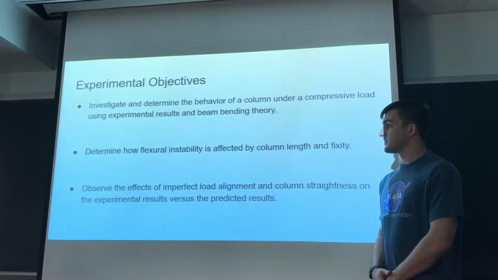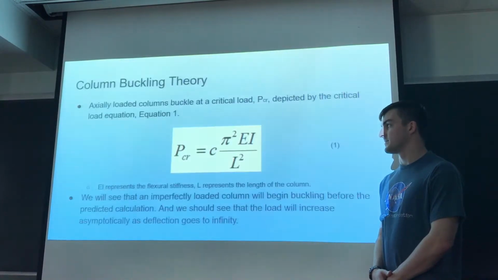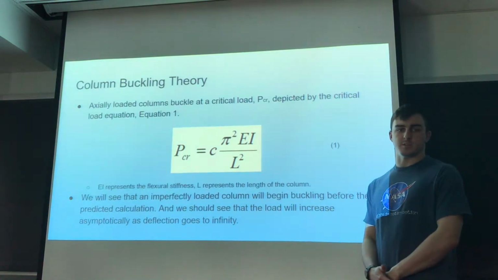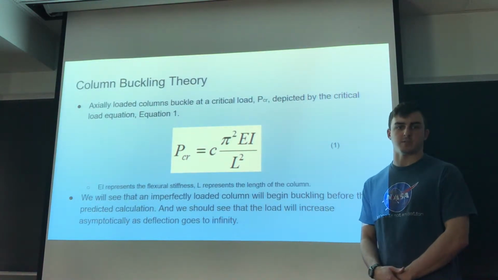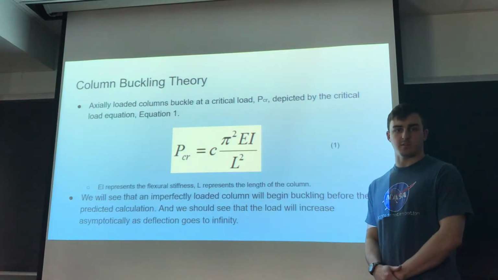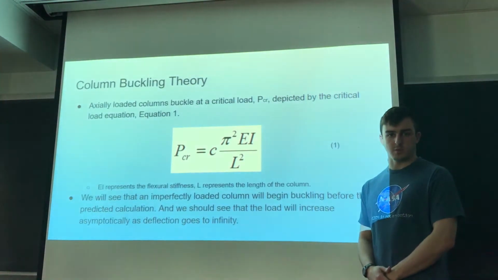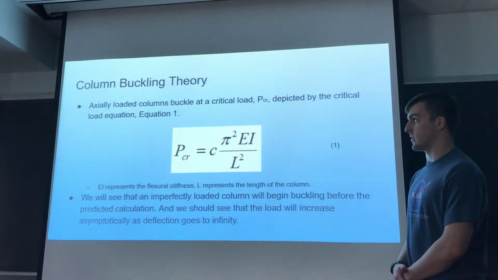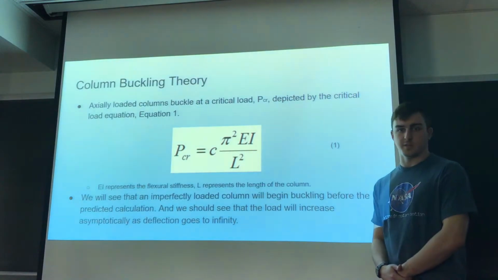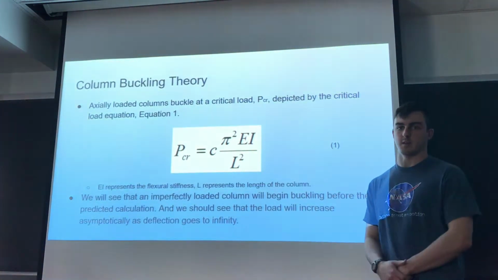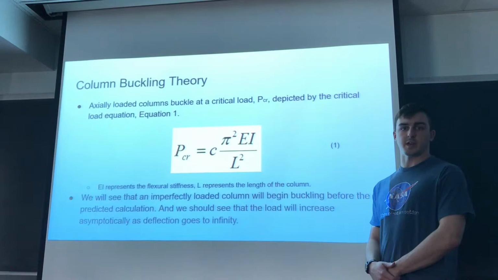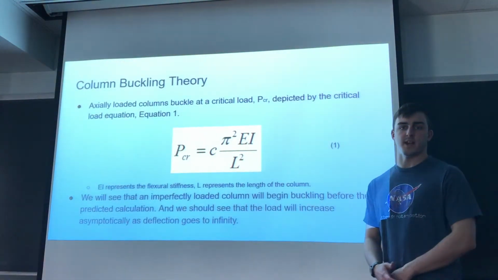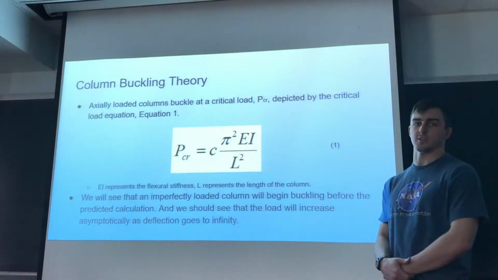So, we apply column buckling theory in order to obtain calculated results so that we can compare them to our experimental results. It is found through a set of governing equations and assumptions that the critical load is equal to pi squared EI over L squared, where EI represents the flexural stiffness of the column and L represents the length of the column. We will see that an imperfectly loaded column will begin buckling before the predicted value of critical load, and we should see an asymptotically increasing load as the deflection goes to infinity.